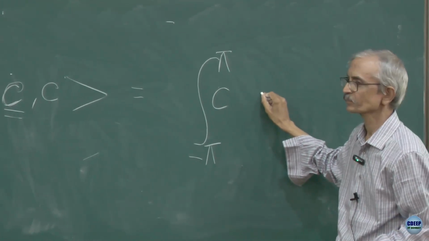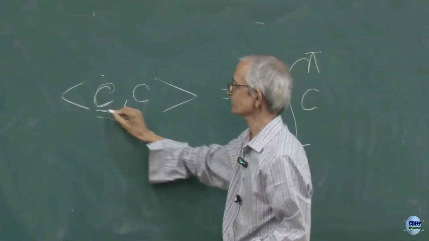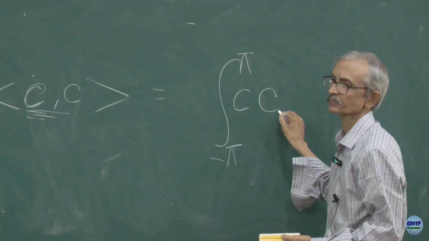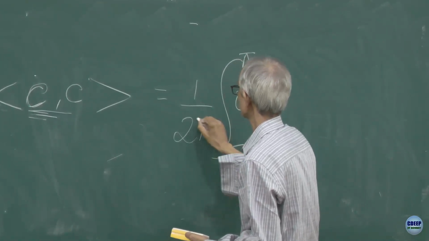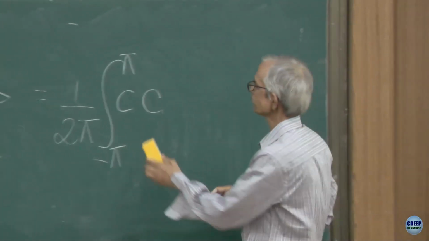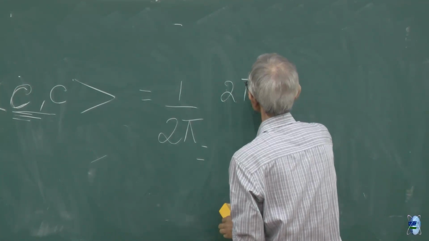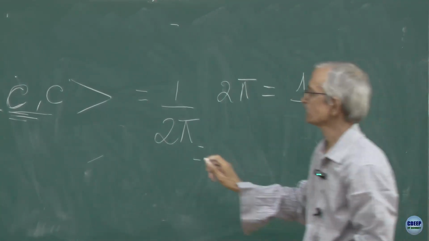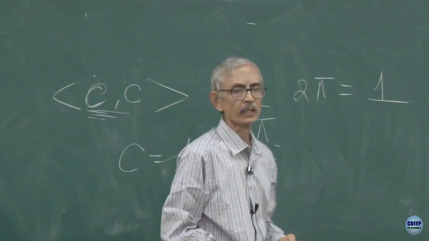It is c into c, but c is a constant, right? It's a real constant. So this is c into c, correct? And I have got 1 by 2 pi here. So this becomes 2 pi, and this becomes equal to 1. So c, I'm going to use equal to 1.